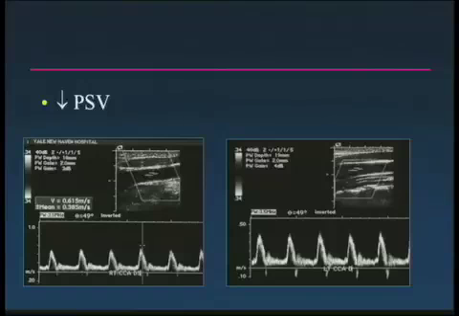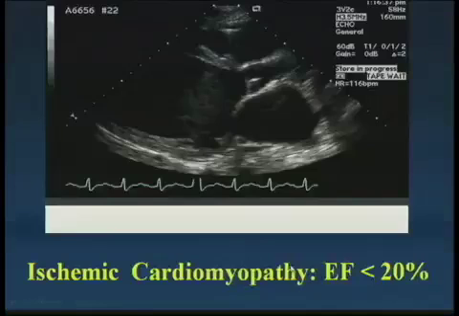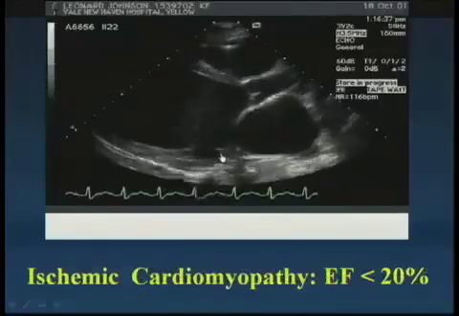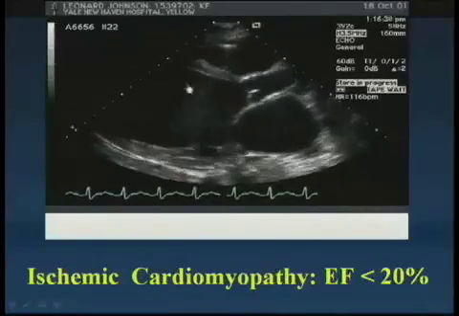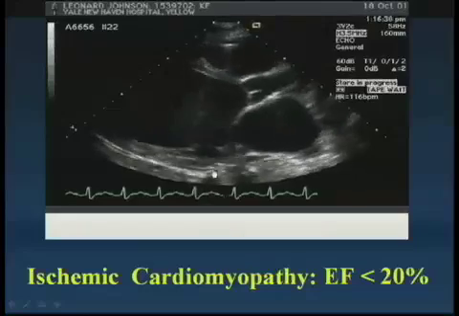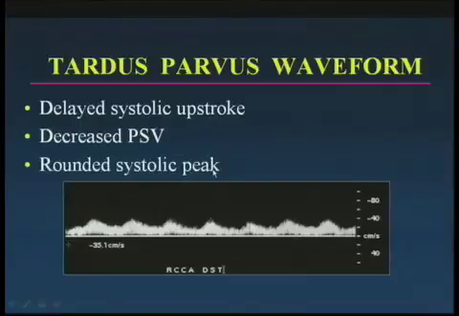So here is an example: very low peak systolic velocity in the common on the right, in the common on the left, and in the internal on the right, in the internal on the left. The velocity is only 20 to 30 centimeters per second. And that is really not normal. And this is due to ischemic cardiomyopathy, and the ejection fraction is only 20%, and you can see that the left ventricle really doesn't hardly contract at all.